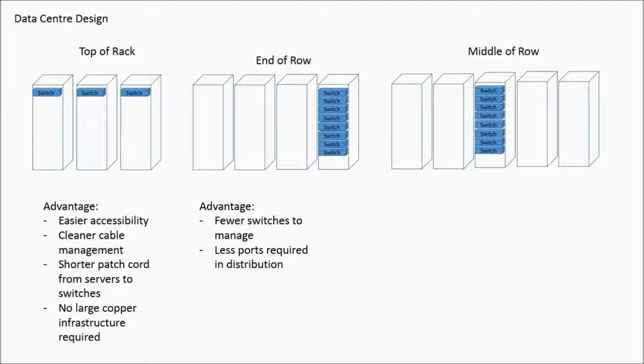For the end of row advantage, fewer switches are required to manage, and therefore fewer distribution ports are required as well. The advantage of the middle of row is similar to the end of row.